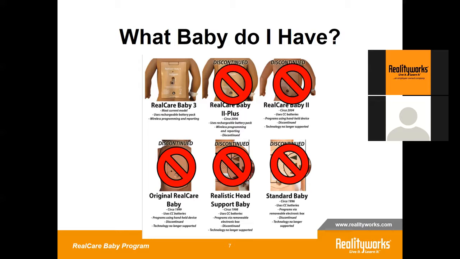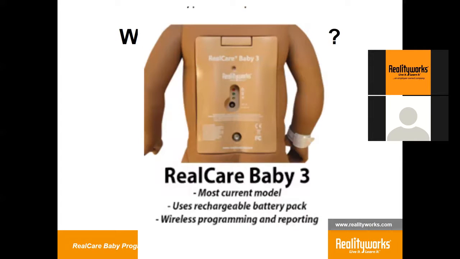So the latest version is RealCare Baby 3. How you would identify if it's RealCare Baby 3 is you can just see the back. It has the name RealCare Baby 3 right across the top. This is the most current version. It uses the rechargeable batteries. It has the wireless programming and reporting along with it.